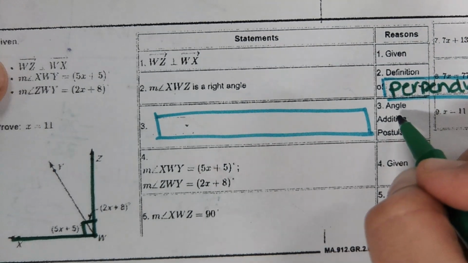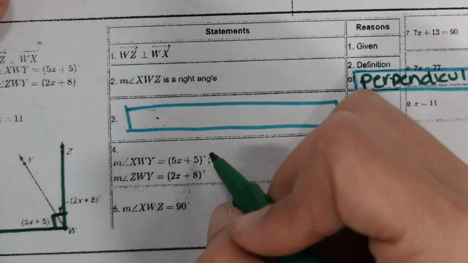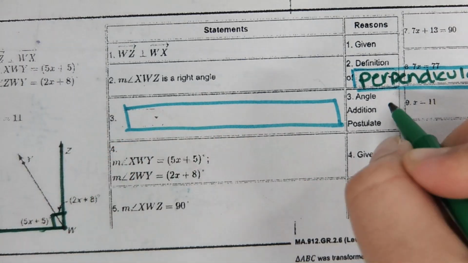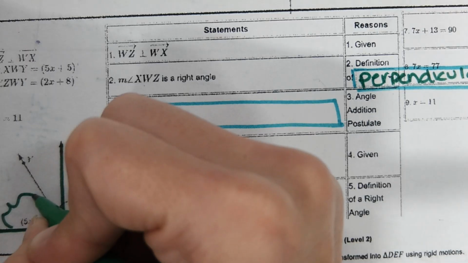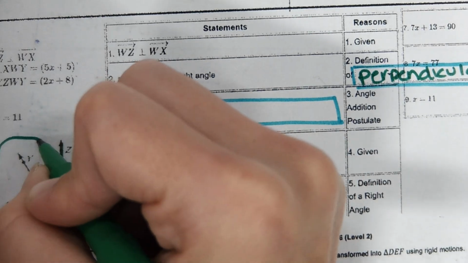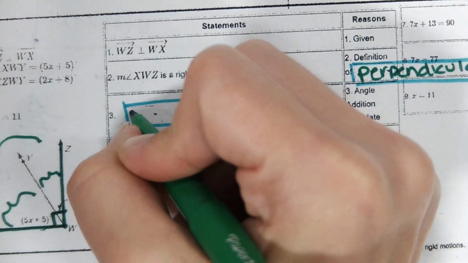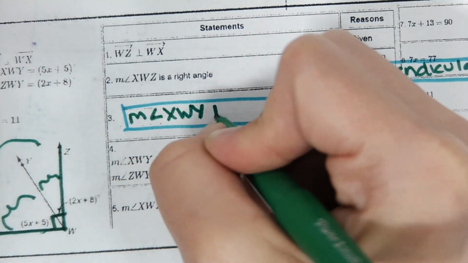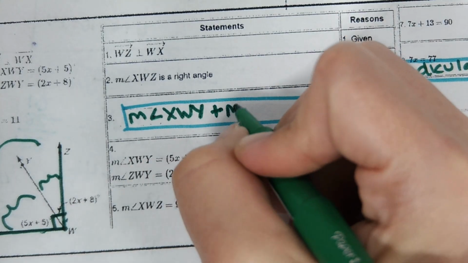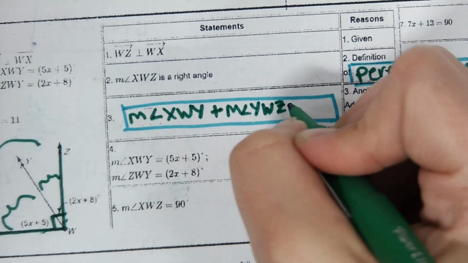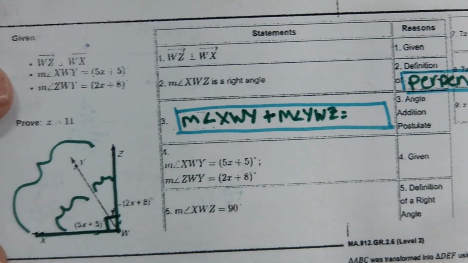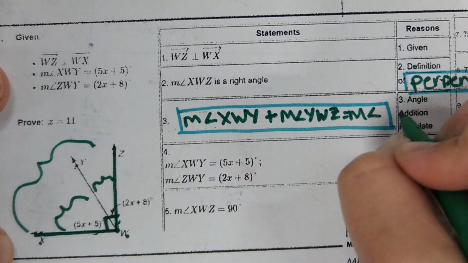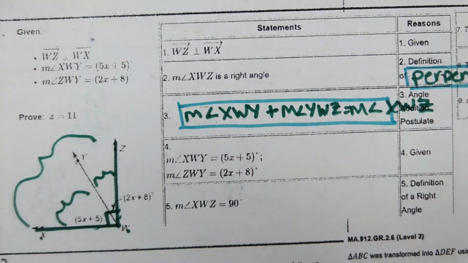And then the next reason is angle addition postulate. So for this, they're solving for x and then the angle measure. So what you need is angle addition. You need to know that this plus this equals the whole angle. That's angle addition. So for angle addition, it's measure of angle XWY plus YWZ equals measure the whole thing, measure of angle XWZ. And that's angle addition.